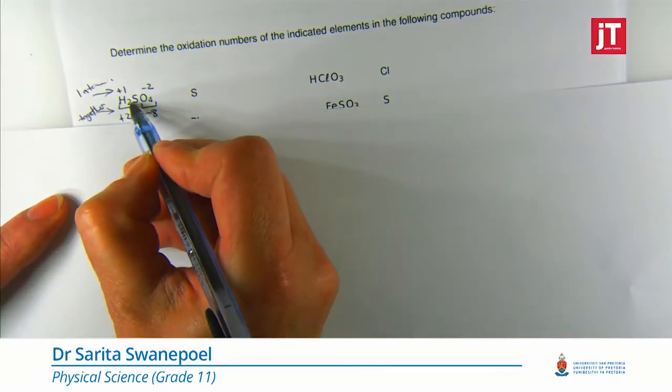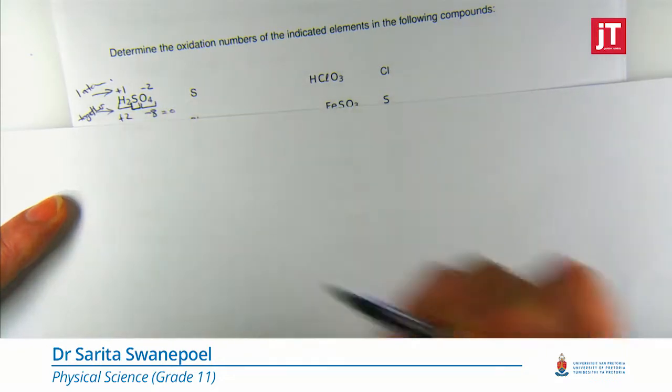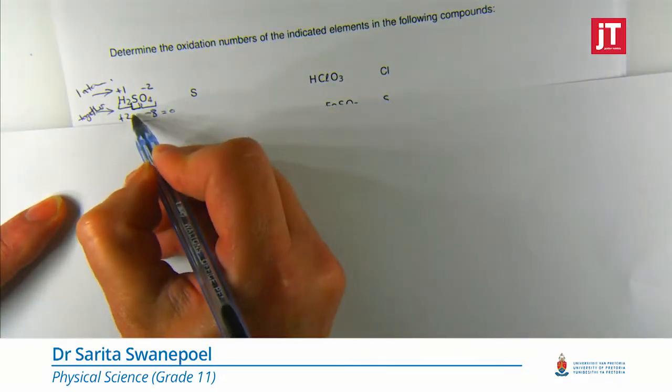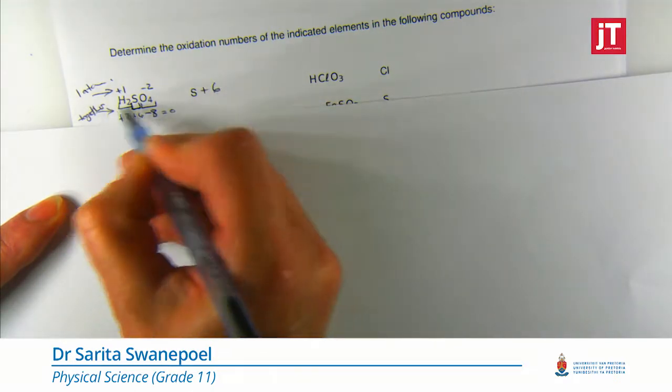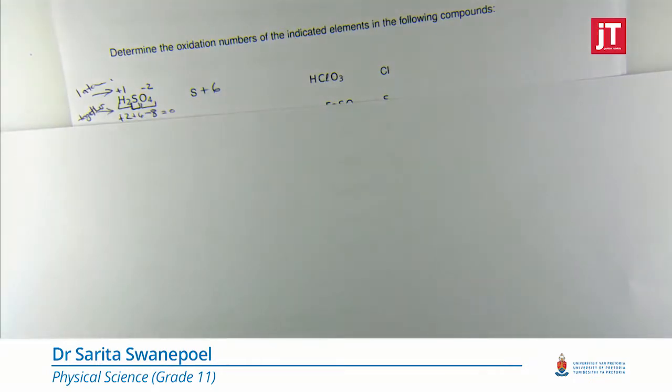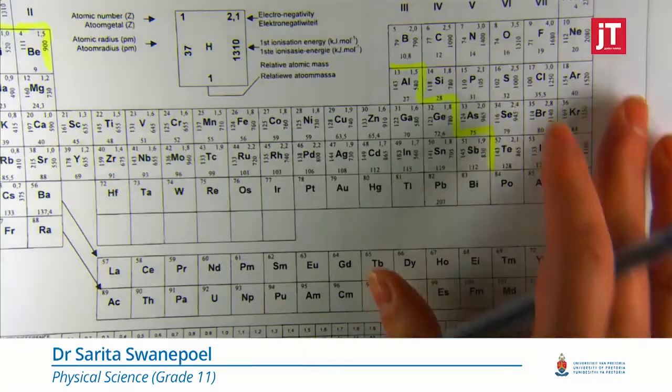And now, what should the sulfur be for them all together to give you 0? That sulfur should be a +6. So the oxidation number of sulfur in H2SO4 is +6. Is that something that you expect of sulfur? What do you expect of sulfur? If I asked you what is the charge of sulfur, what would you have told me? -2. Now, to understand that, let's go back to the periodic table.